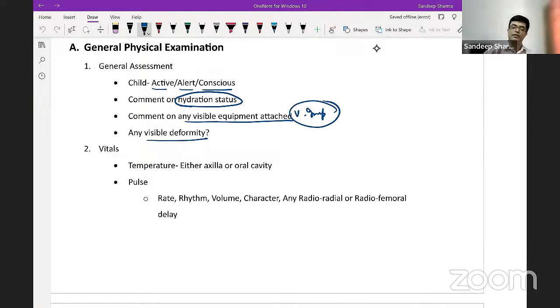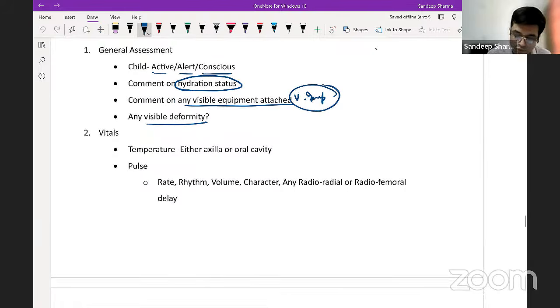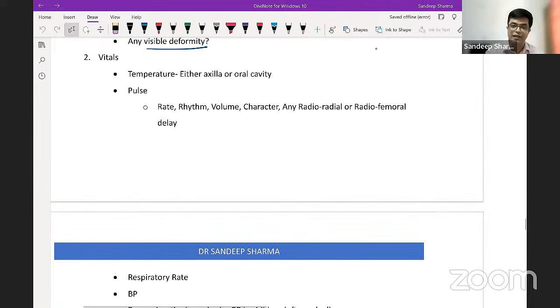Then we come to the vitals. In children, the second thing to talk about is the vitals. So pediatrics and medicine, a little variation is there. So for vitals, you check for temperature. And where do you check for temperature? Either check in the axilla or in the oral cavity.